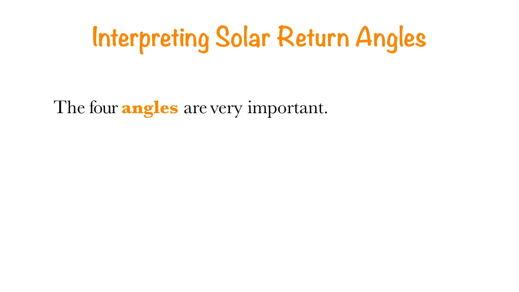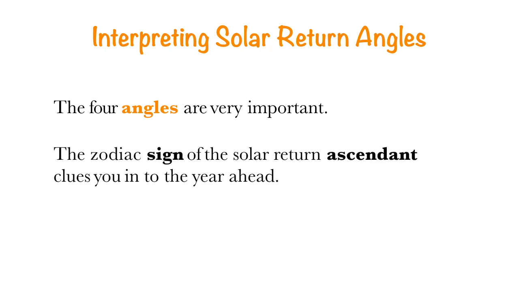The angles are very important. And the zodiac sign on the solar return ascendant will clue you into the year ahead. Now this is very interesting because, say for instance in your natal chart you've got, I don't know, a Capricorn ascendant, and then on your solar return you've got an Aquarian ascendant. It's a whole different flavor. So as the solar return charts come up each year, you get an opportunity to almost flex your muscles into a different sign that you perhaps have never experienced.